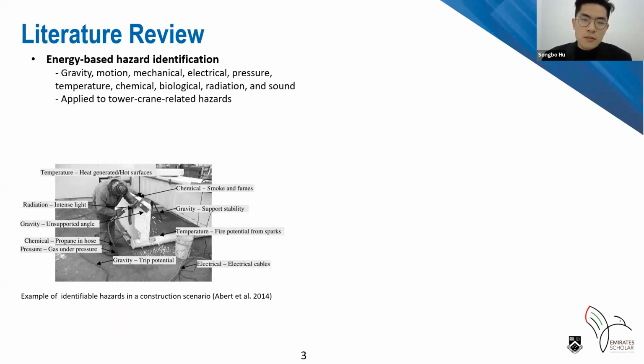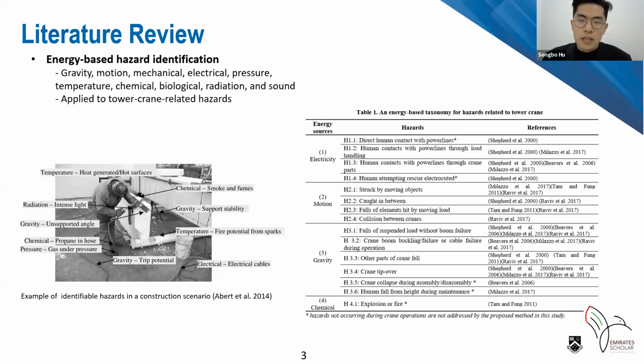So we apply this method to tall cranes and use it to organize accident data, such as fatalities and near misses in previous empirical studies around the world. As a result, we found 15 types of crane-related hazards with 4 energy sources: electrical, motion, gravity, and chemical. Although some of them do not happen because of crane operations, such as direct human contact with power lines or explosion, the rest of them can be controlled by meticulously planning crane operations.